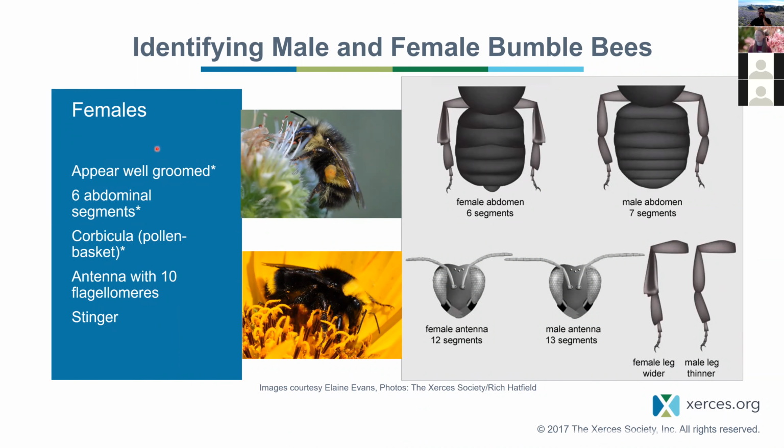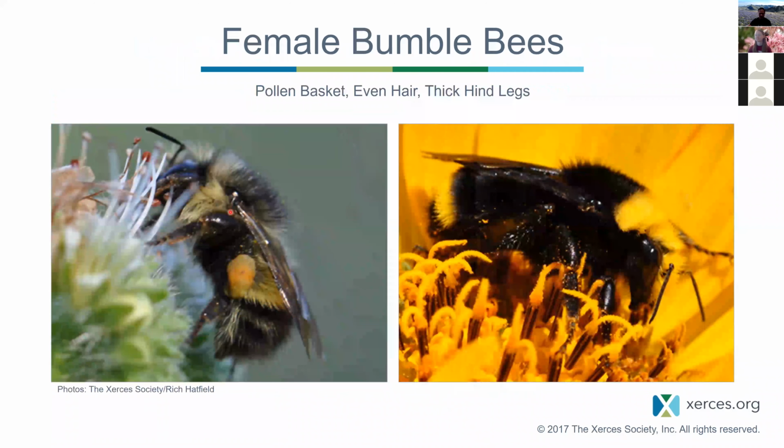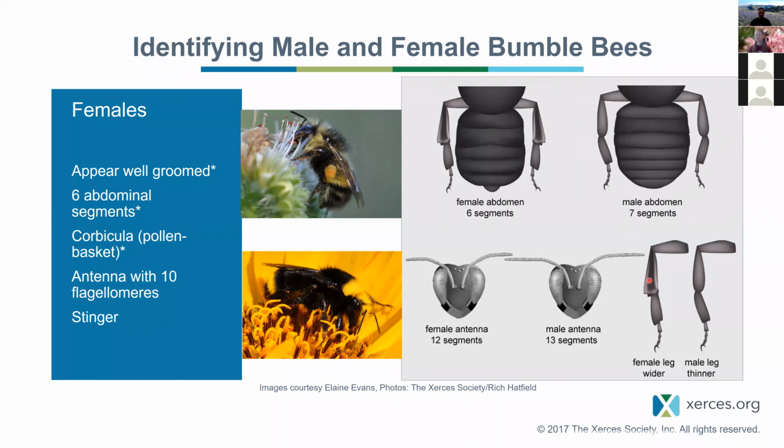So females generally groom themselves a lot because they're always cleaning pollen off of their bodies. So they look like they're groomed. They look like they've combed their hairs generally. Males tend to have hair that goes up all over the place, not too different than the human species. Additionally, females have 6 abdominal segments, and they have a corbicula. The corbicula is their pollen carrying mechanism.